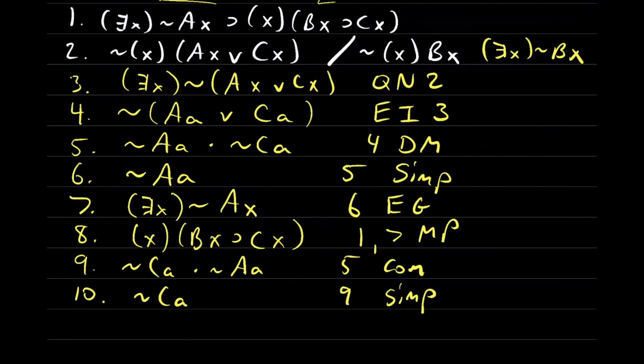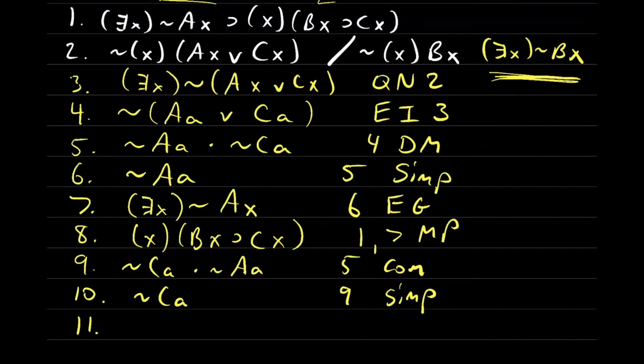Okay. What I see now is that if I instantiate line 8 using that lowercase constant a, I'll be well on my way to getting the conclusion. So let's go ahead and do that. Because line 8 tells us everything that's a B is a C, and we already know that a is not a C. And hopefully you can see at this point that if we instantiate line 8 using the lowercase letter a, we'll be able to do modus tollens, and that will give us not Ba. Then we can apply existential generalization to get the conclusion, and we'll be done.